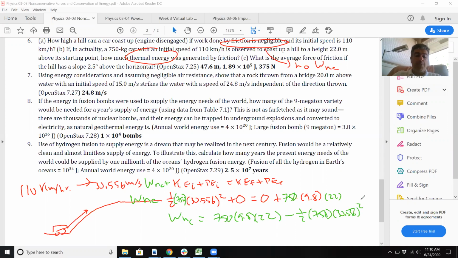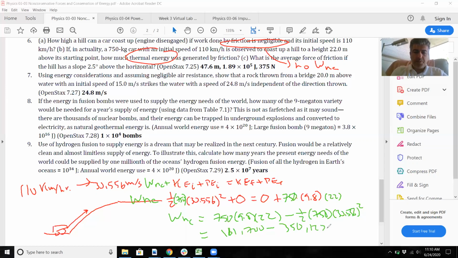So again, you're just going to plug and chug, just plug all this into your calculator. So 750 times 9.8 times 22. So I got 161,700. I will need my charger because it looks like my laptop's about that. 750 times 0.5 times 30.556 times 30.556. Pretty big number there. 350,125.926.